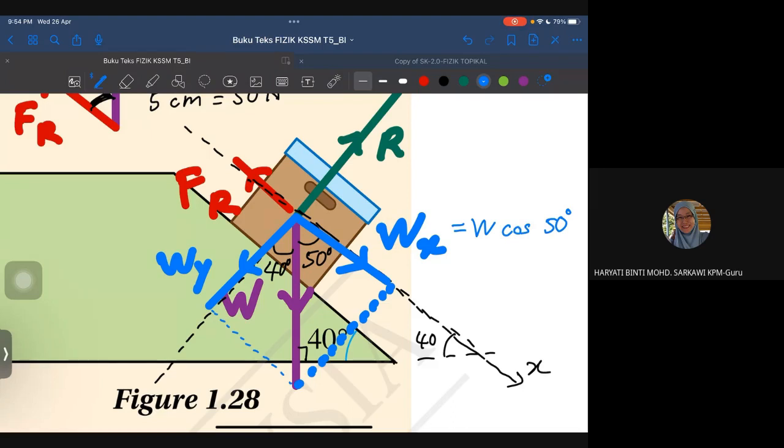If let's say you want to use 40 degree here, this is also WX. To 40 degree it is opposite. So you can use W sine 40. Okay? Can or not?